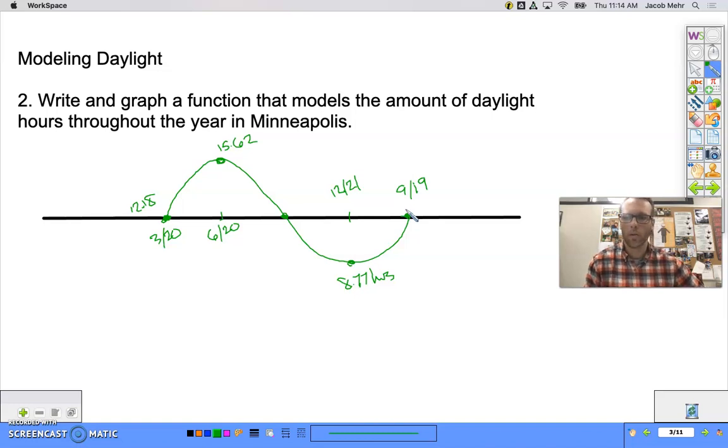So what we need to know is what's our amplitude. Okay. So our amplitude is going to be the difference between those two. Okay. So I'm going to take 15.62 minus 12.18, and that gives me 3.44. Okay. And let me just confirm that by taking 12.18 minus 8.77.